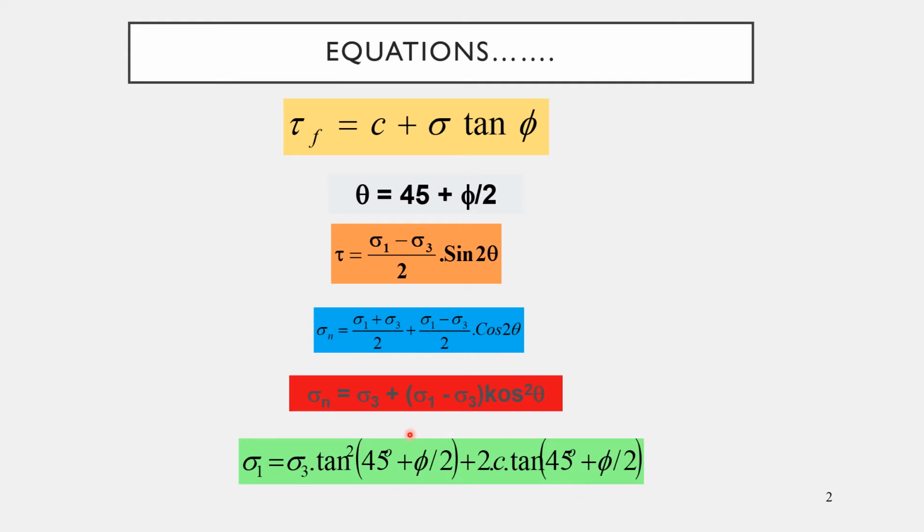And similarly, if the soil is cohesionless soil, in which the C value is equal to 0, that means to calculate the major principal stress for this type of soil, the equation will only be limited to here, because C is equal to 0, so you can cancel out this part.